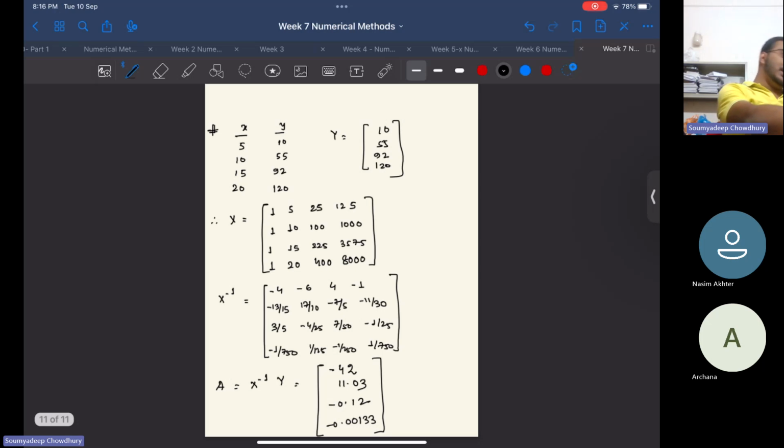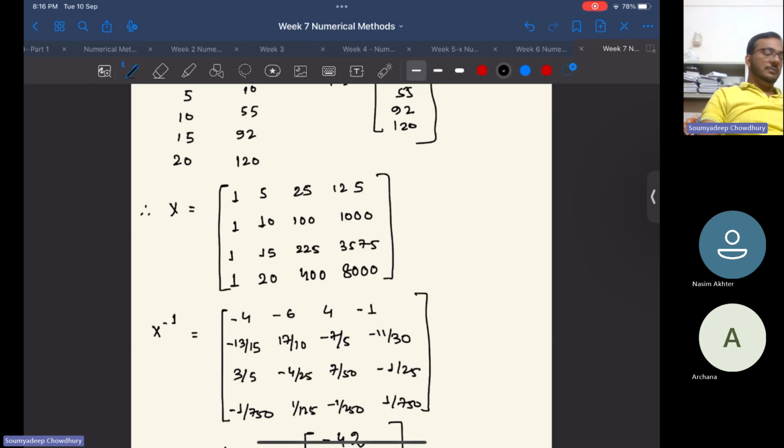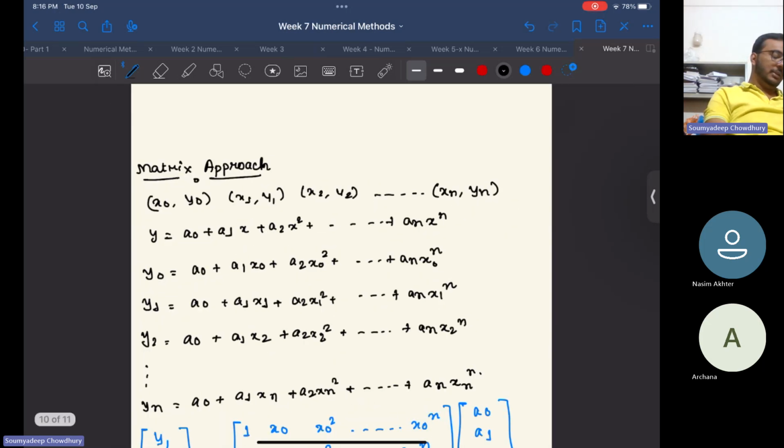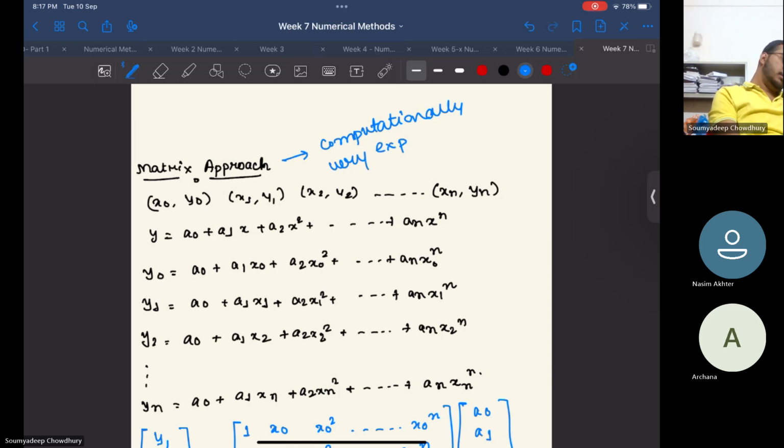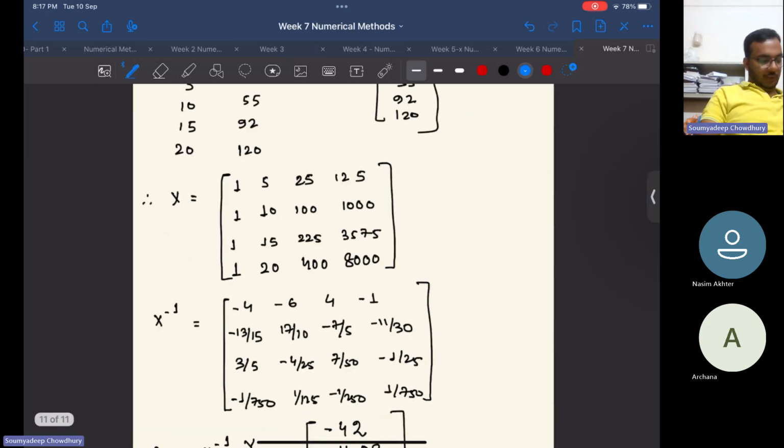So these are the coefficients, and you can just substitute them in the polynomial A0 plus A1x plus A2x square plus A3x cube to get the total polynomial. So this is just another way. However, this is more computationally expensive because of calculating the inverse. It is very expensive.